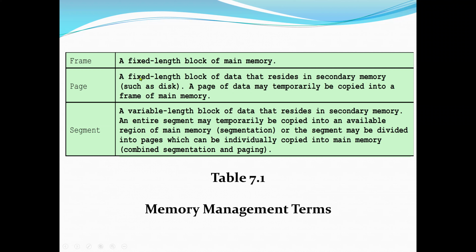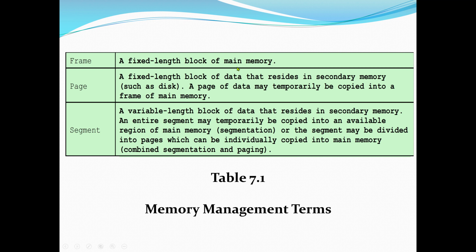A page is also a fixed-length block of data that resides in a secondary memory, such as the disk. So a page of data may temporarily be copied into a frame of the main memory. Again, with the concept of a page, we are referring to the data that reside in a secondary memory.